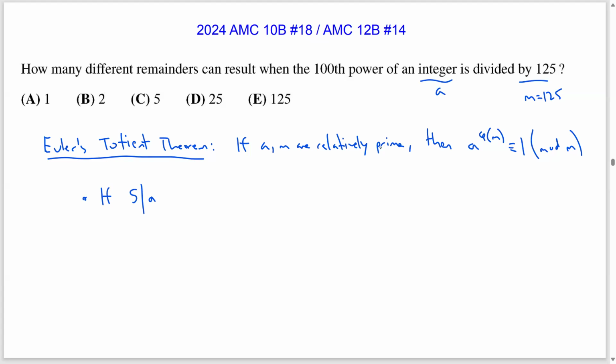However, what happens here is that if a is divisible by 5, then clearly the 100th power will be divisible by 125. So if 5 divides a, then a to the 100 will definitely be congruent to 0 modulo 125. This gives one possible remainder.